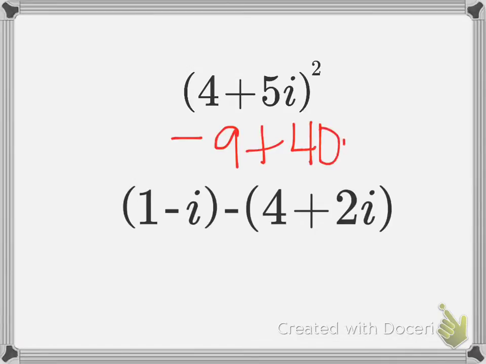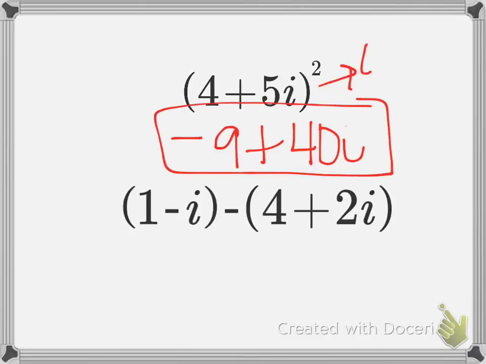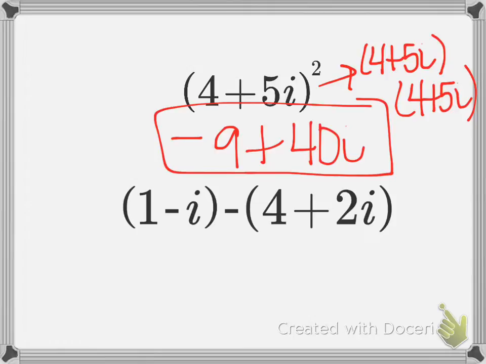Now, if you wanted to, you could write out 4 plus 5i twice and do all of this by hand. You're welcome to do that, but I think there's a big chance that you're going to end up making a mistake. So you could double distribute this and put each term individually into your calculator to simplify, but again, I think it's just going to take you a lot longer.